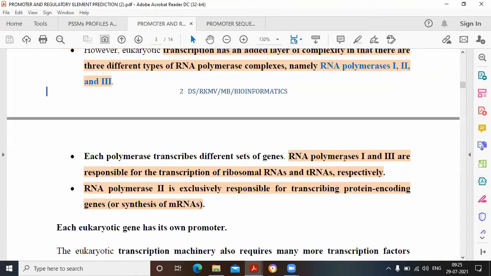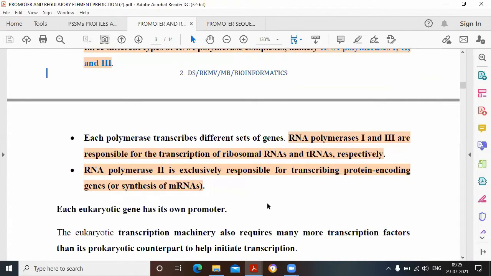So I'm not touching polymerase 1 and polymerase 3. Right now there is no particular algorithm, open source or purchasable software which is able to find the promoter sequence for RNA polymerase 1 as well as RNA polymerase 3. At the same time, there is no software which is able to find the regulatory sequence related to RNA polymerase 1 and RNA polymerase 3. So that's why our main concern will be how these mRNAs are synthesized in the eukaryotic system, as well as in the prokaryotic system.